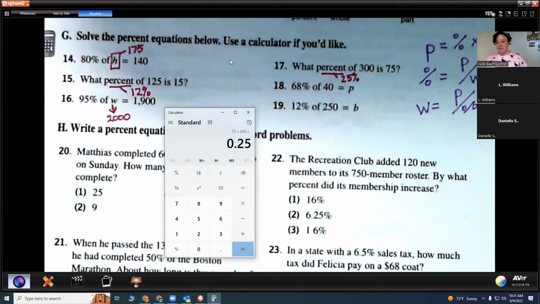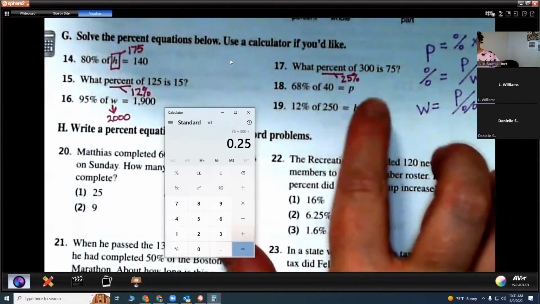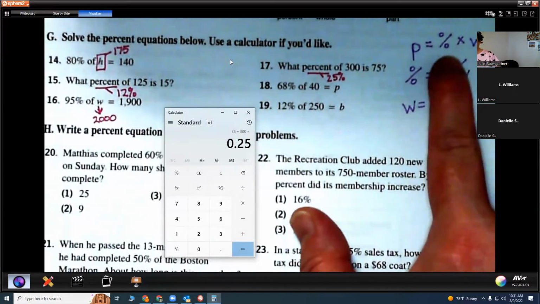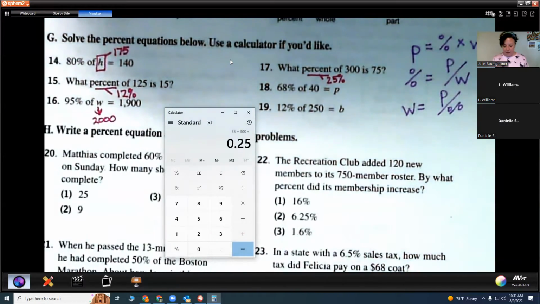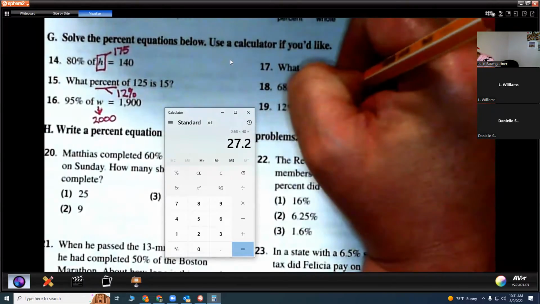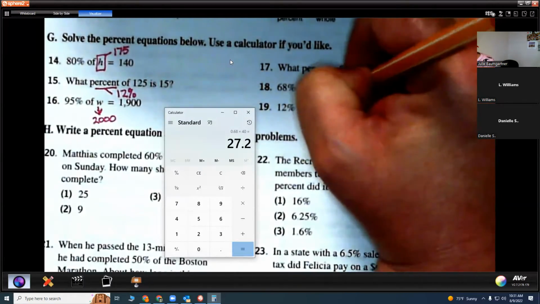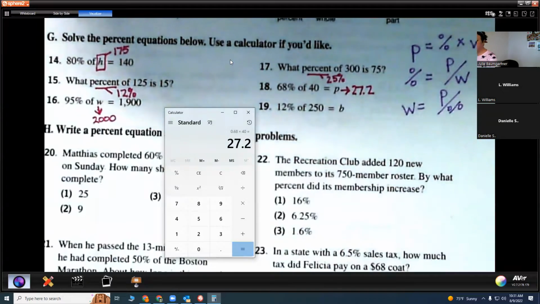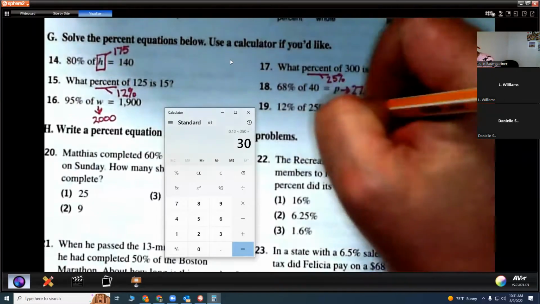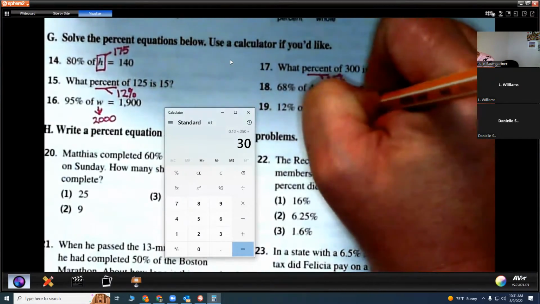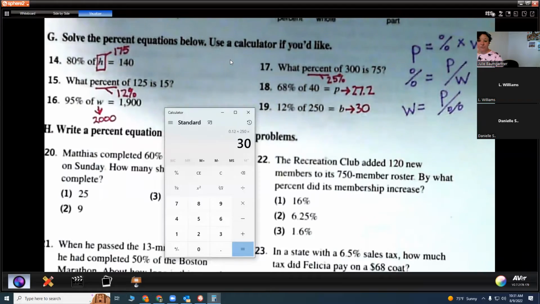Okay. And then we need to find the part on these last two. So we take the percent times the whole. Okay. So 68%, or 0.68, times 40. So our part is 27.2. Okay. And then the next one, 0.12 times 250, is 30. Okay. So this should be review.